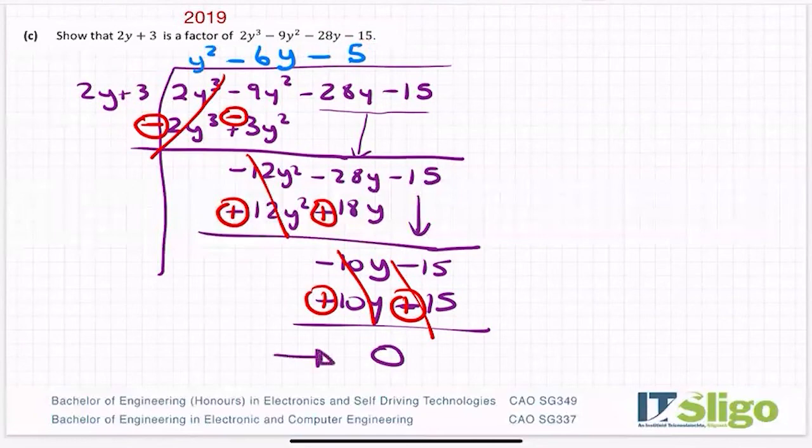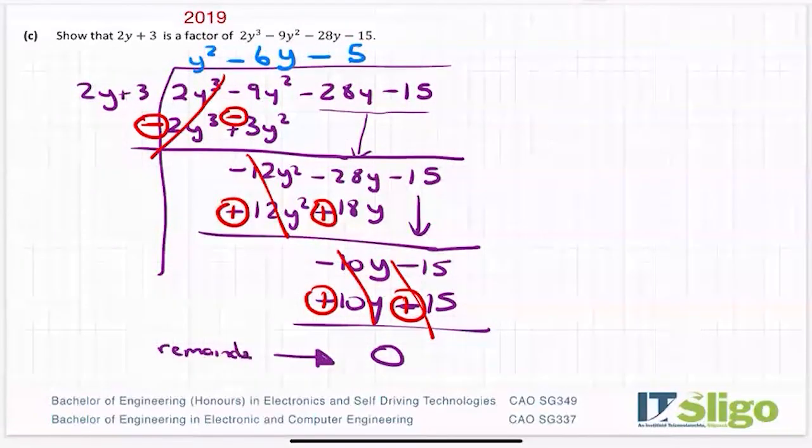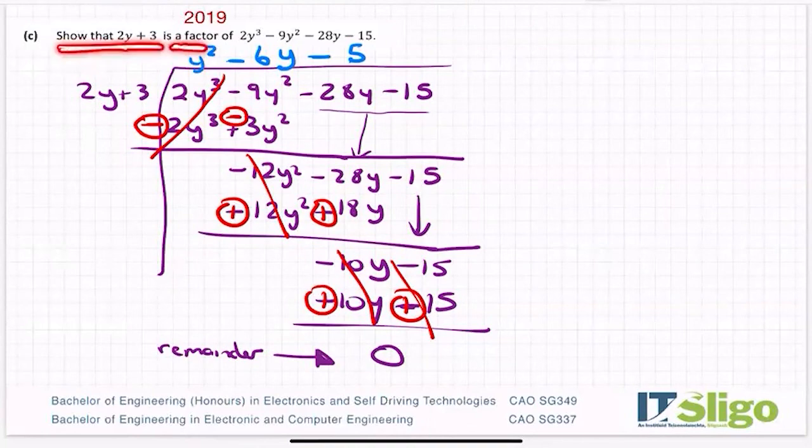And when you get a remainder of 0, you know you are right. Okay, it divided in evenly. And that's what I would expect when a question said, show that it was a factor. If it's a factor, it divides in evenly. And if you get anything but 0 here, you have made a mistake somewhere back along here. And the normal mistake we make is the signs.